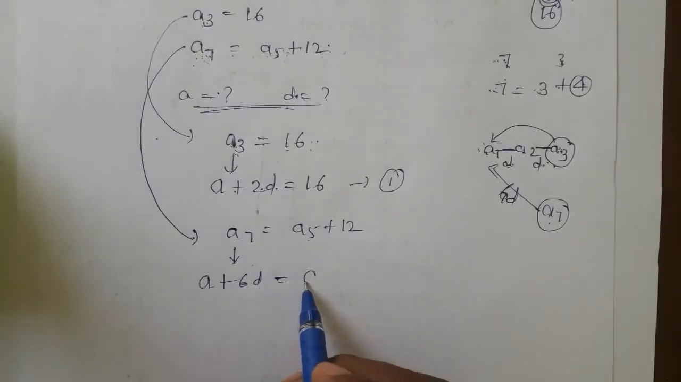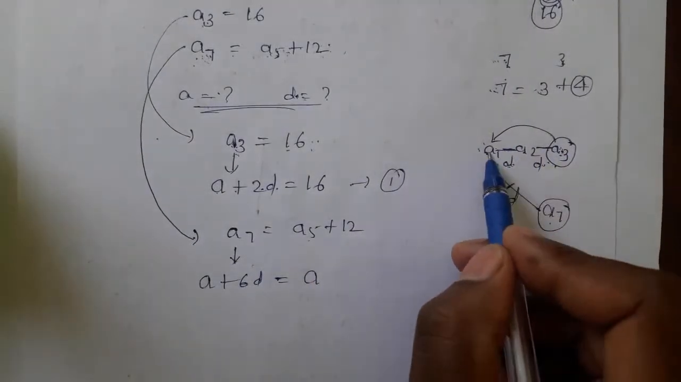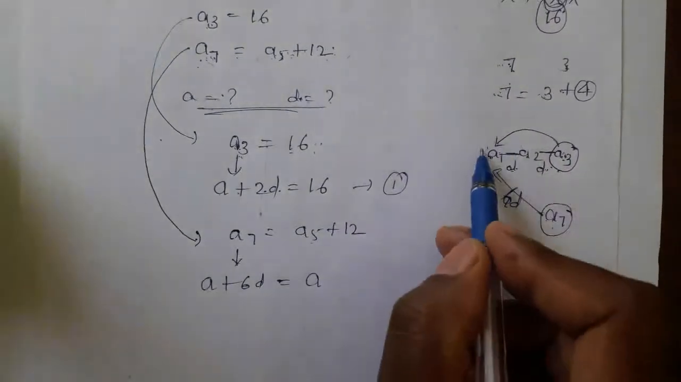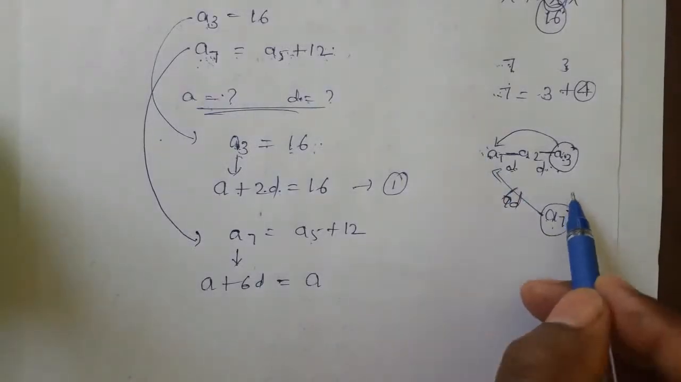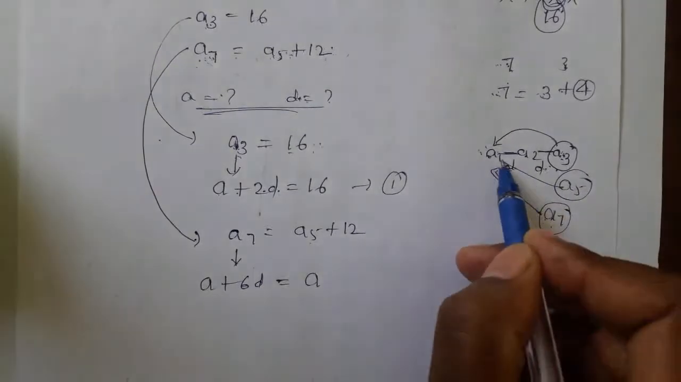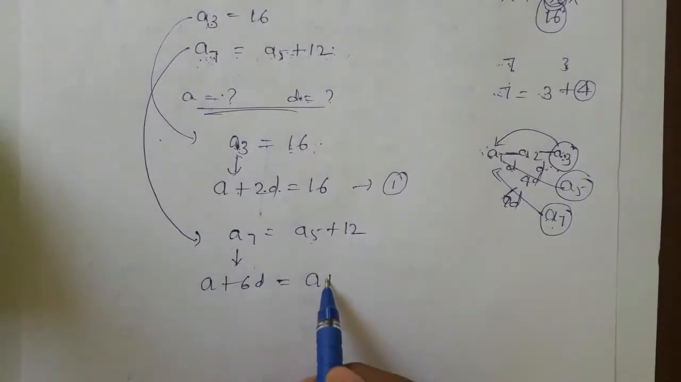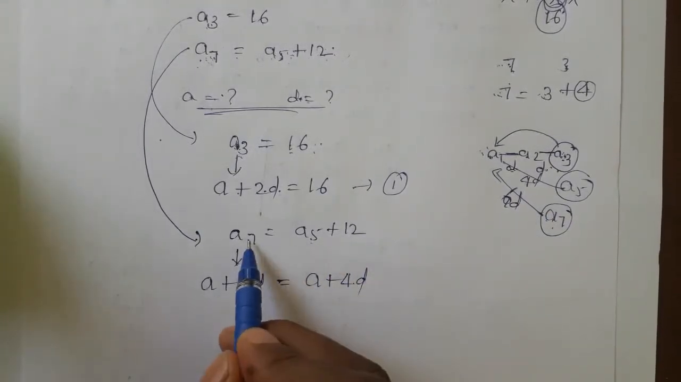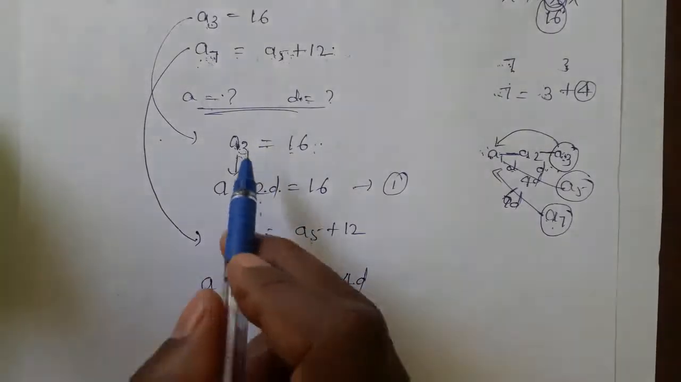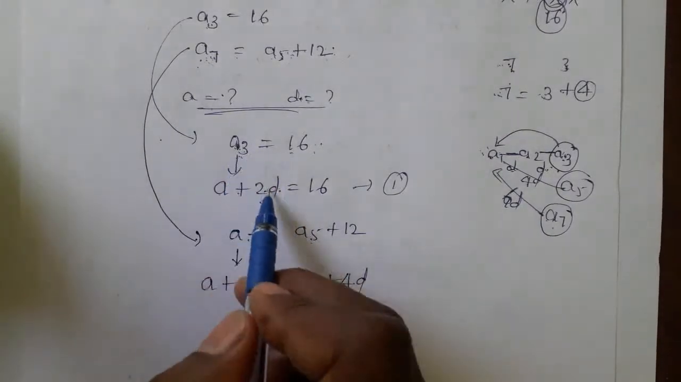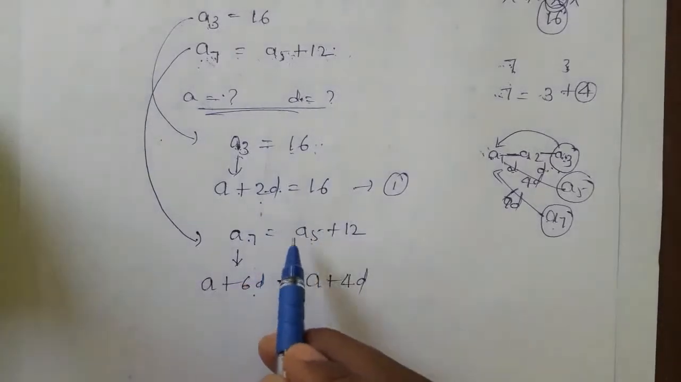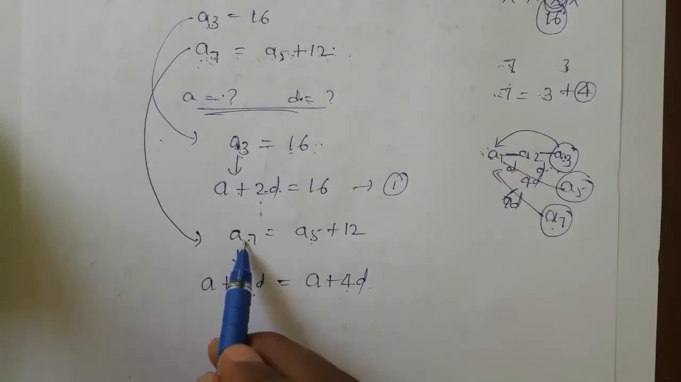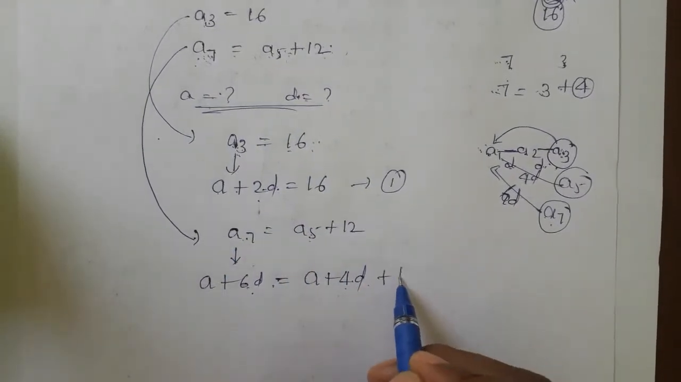Similarly, how to expand A5? See, A3 from A1 is 2 differences, A7 from A is 6 differences, A5 from A is 4 differences. It is very simple, A plus 4D. So 5th term has 4 differences, 7th term has 6 differences, 3rd term 2 differences, so the position and the differences are 1 less. If 3rd is 2 differences, 5th is 4 differences, 7th is 6 differences, equal to 12.